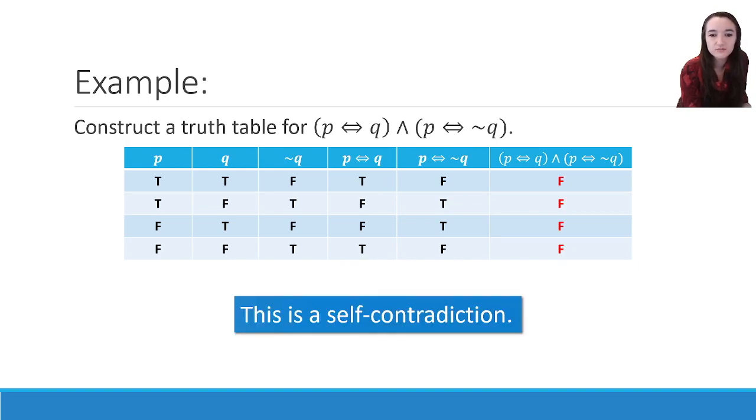So all false means this is a self-contradiction. And even reading it, it feels like a self-contradiction because essentially we're saying that if P then Q and if Q then P, and if P then not Q and if not Q then P. So we're saying P is implying both Q and not Q, and that's not possible, is essentially what's going on.